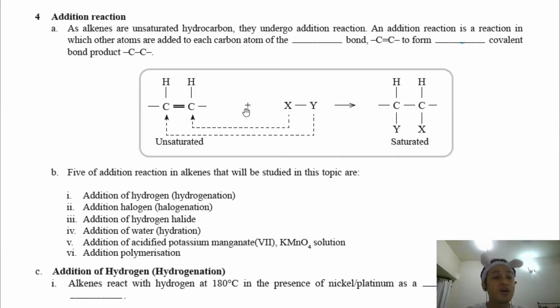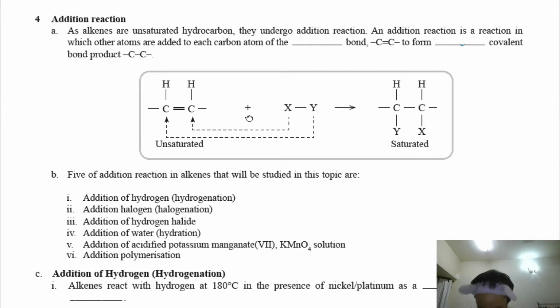Addition reactions for alkenes. The difference between alkene and alkane is that alkane only has one substitution reaction, which is with the halogens. But for alkene, in total, you have 6 different addition reactions. The first thing you need to know is that all reactions will happen at the double bond.